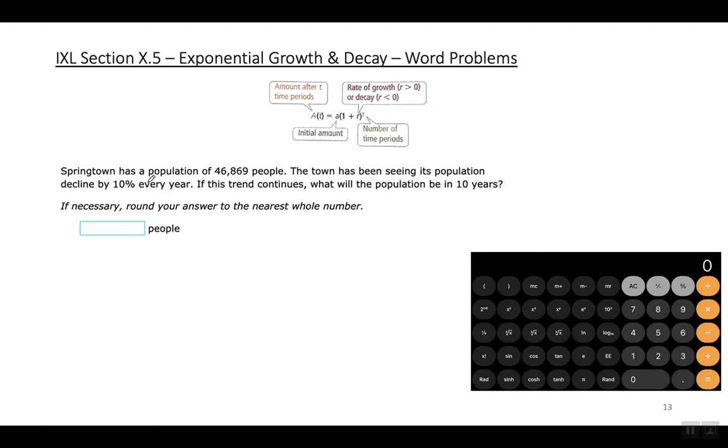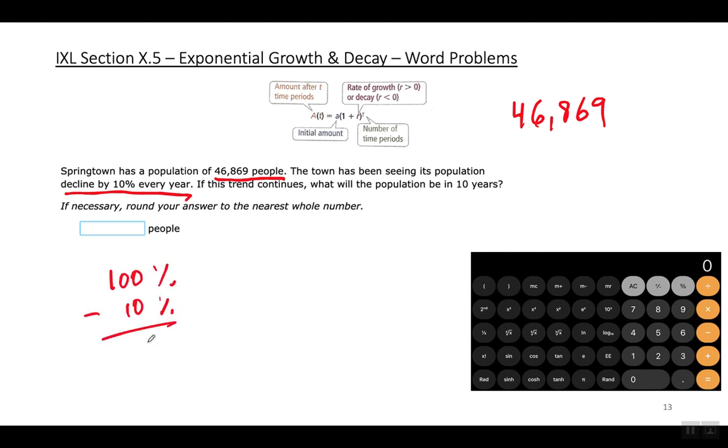All right, guys, this will be the last example, because they're all the same thing. So Springtown has a population of 46,869 people. That's my initial amount. The town has been seeing its population decline by 10% every year. That means it's going down 10% every year. So 100% minus 10% is 90%. Written as a decimal is 0.90, okay?